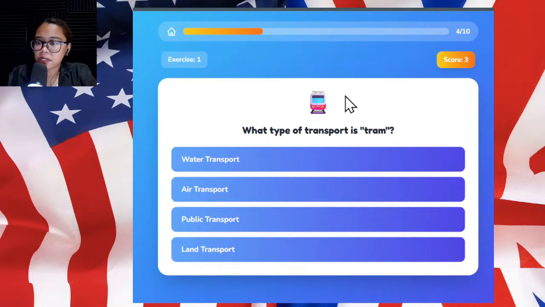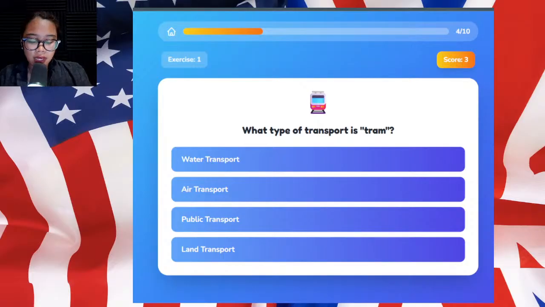Now, what kind of transportation vehicle is a tram? Is it water transport, air transportation, public transportation, or land transportation? You can guess, or as much as possible, you can try to answer. I will be giving you 30 seconds to do so.